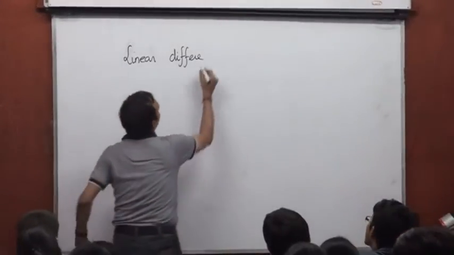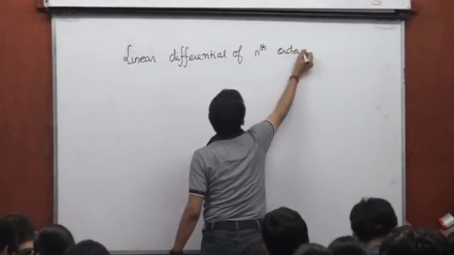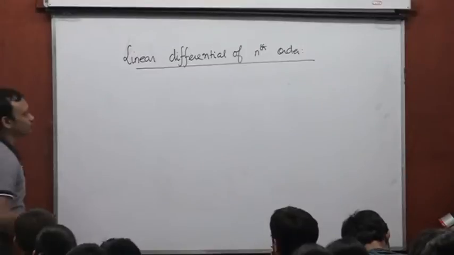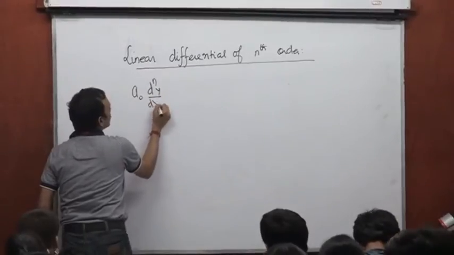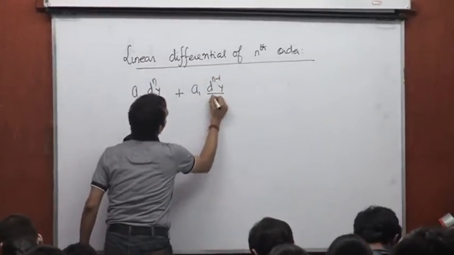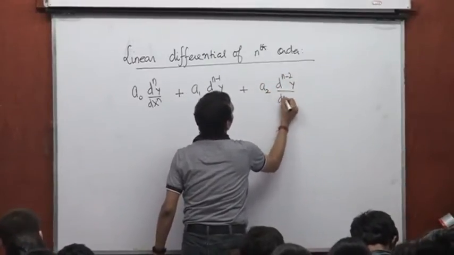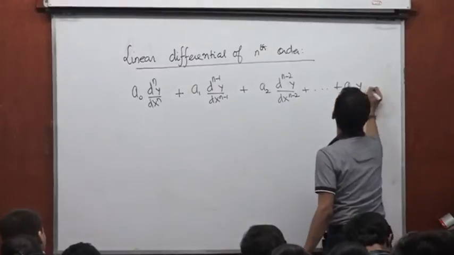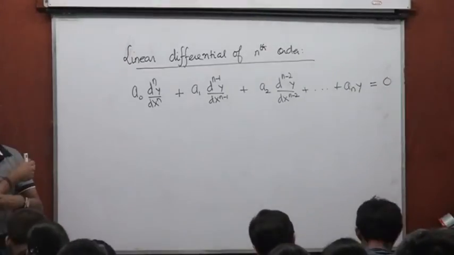A linear differential equation of nth order. Again, the kinds that we will investigate would be the following: a0 times the nth derivative of y with respect to x, plus a1 times the (n minus 1)th derivative of y with respect to x, plus a2 times the (n minus 2)th derivative of y with respect to x, and so on, plus an y equal to 0. This is the differential equation that we are going to investigate next.